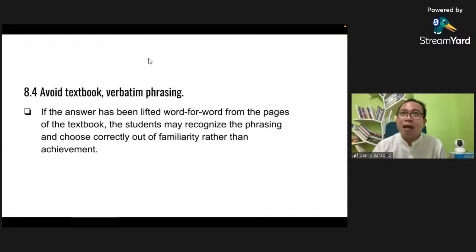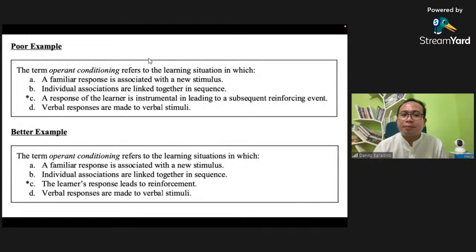Because it is familiar, the way you phrase it, then automatically he or she chooses the right answer without even having the reasons why. Because at this point, the student is already able to recognize the phrasing from the textbook. Okay, so what is an example for that? For example, the term operant conditioning refers to a learning situation in which, okay, operant conditioning is given a definition in the textbook. So they're looking for a certain kind of familiarity.